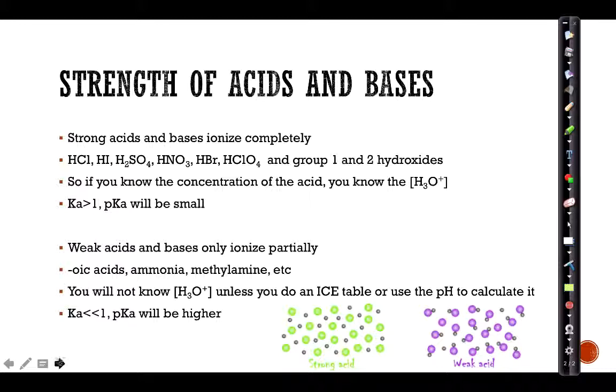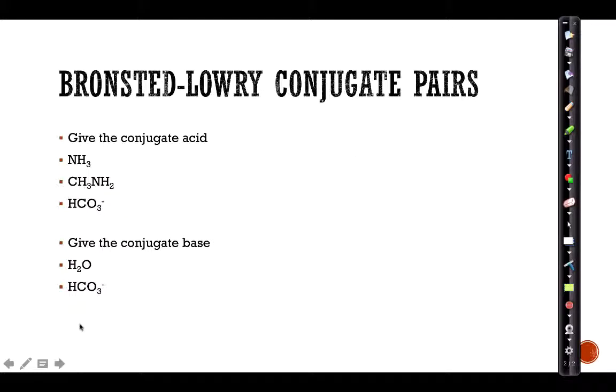All right, so with a weak base or acid, the K will be much, much smaller than 1. So with the base, it's not going to be Ka, it's going to be Kb. But both of those numbers will be very, very small. They'll be less than 1. And the pKa is going to be higher because of that.